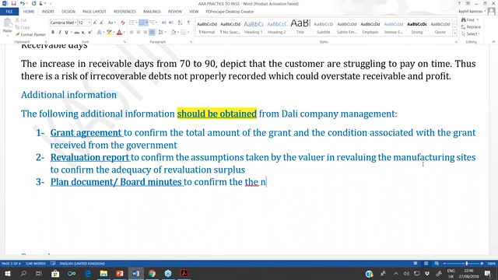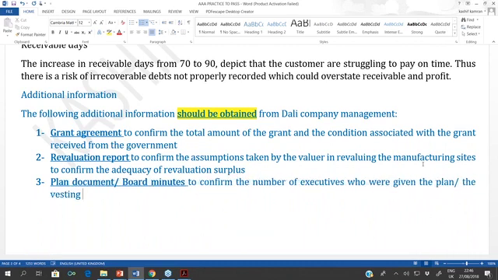to confirm the number of executives who were given the plan, and the vesting conditions associated with the plan. Yes, the board resolutions, right, to confirm the approval of the plan and the vesting condition of the plan. So what is the information? The information is the plan document or the board minutes. So see, you are taking the information from the case.